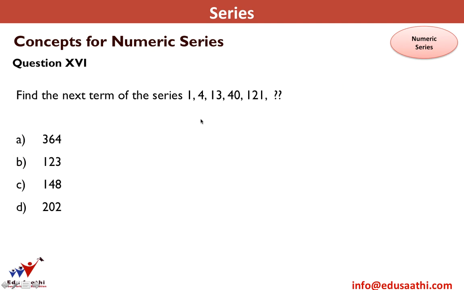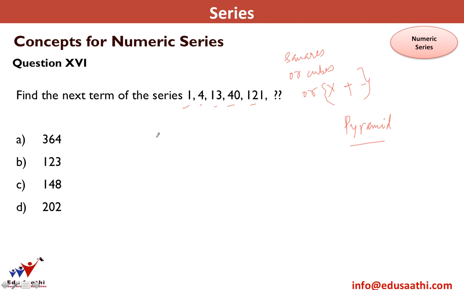Find the next term of the series 1, 4, 13, 40, 121. Now just by looking at it, I cannot figure out squares or cubes or a combination of plus, minus and multiplication. So what I do is I'll apply the pyramid pattern. This pyramid pattern will more often than not always work.